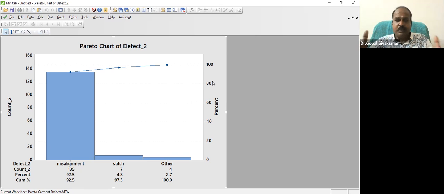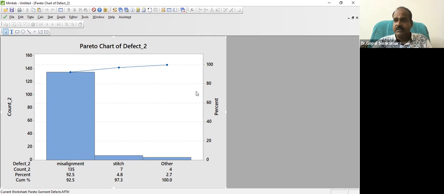Now, the problem statement is very clear. Scope is very clear. Scope means what you will address. Out of scope means what you are going to ignore. I am going to ignore defects due to stitching, but I am not going to ignore defects due to button misalignment. The in scope and out of scope is very clear. So this is how Pareto is helping you.